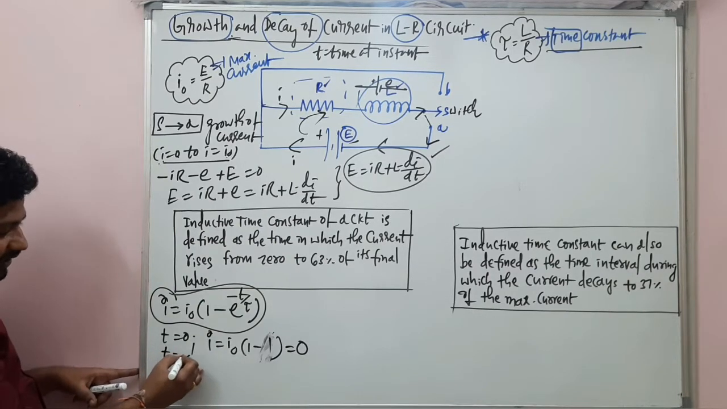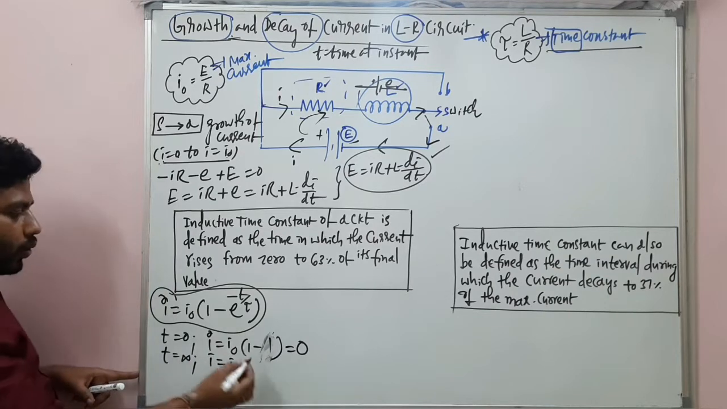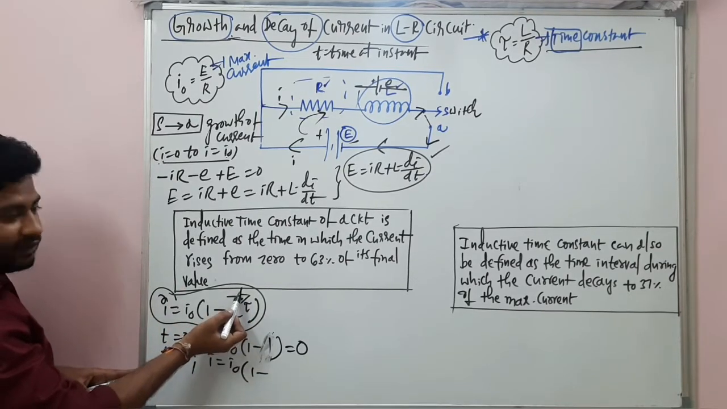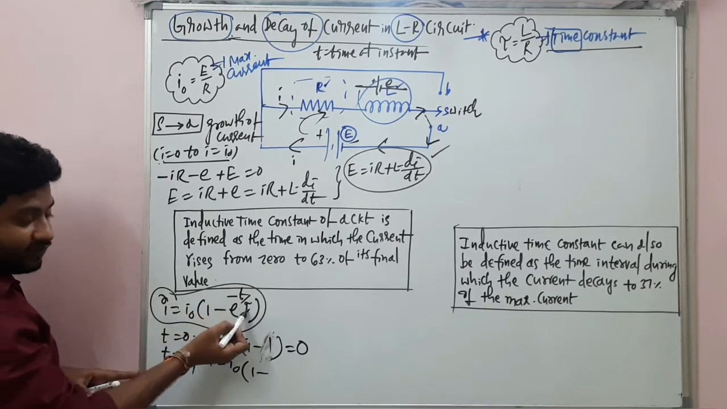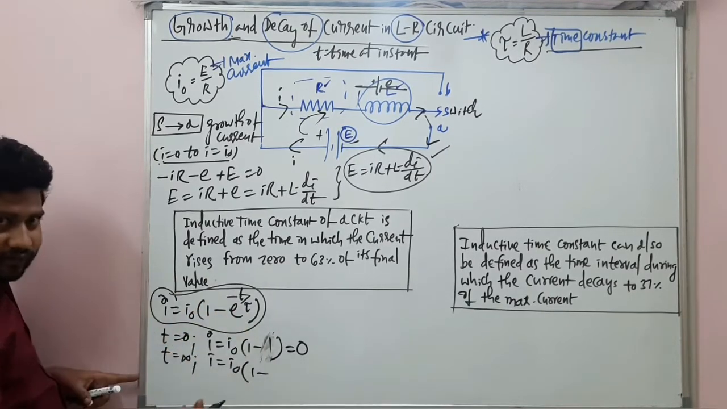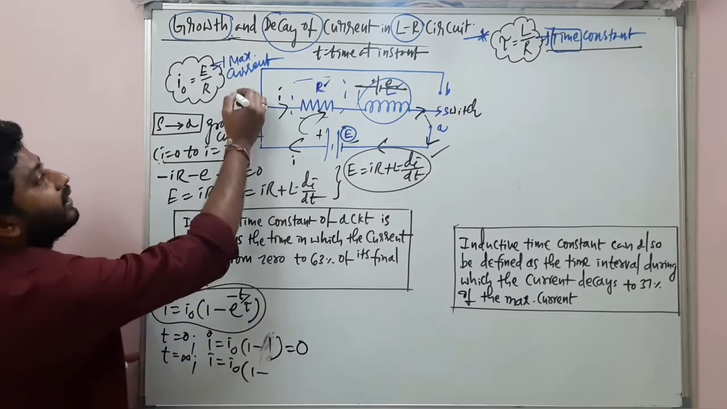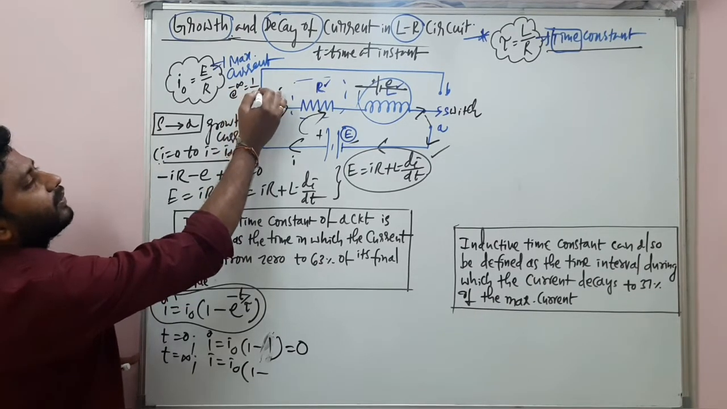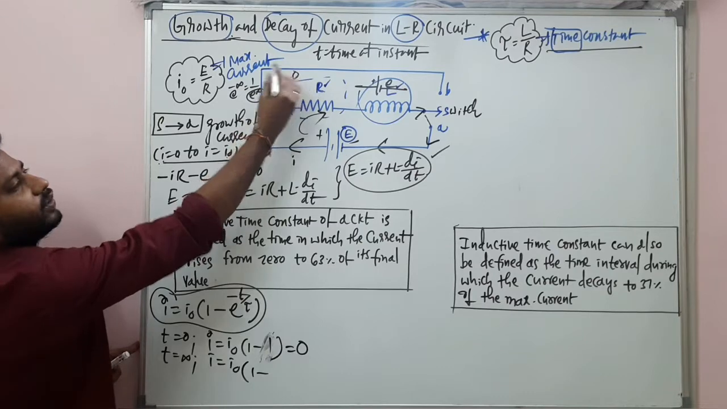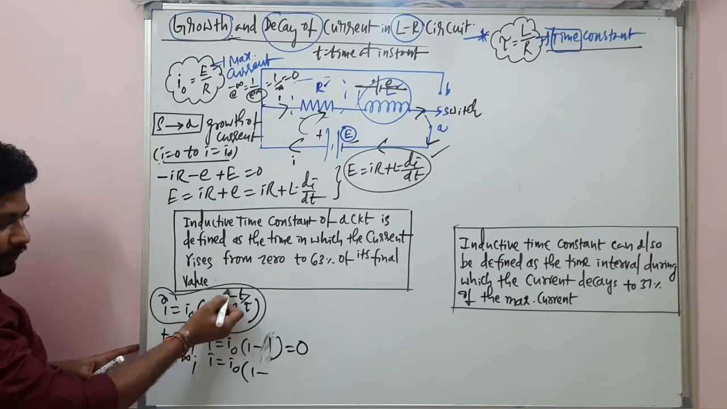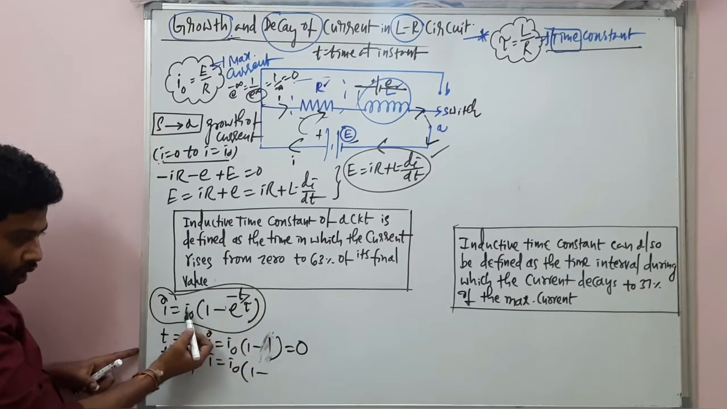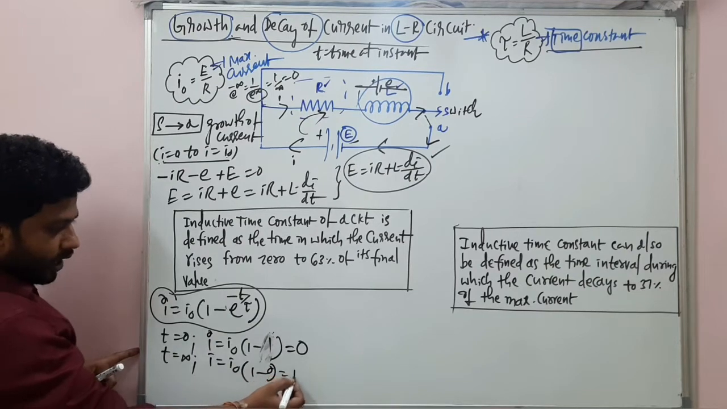So now when time is infinite, I is equal to I naught into 1 minus, carefully see, it is e to the power minus infinity. Understand? When t is infinity, infinity by something is infinity. E to the power minus infinite, I can write as 1 by e to the power infinite. E to the power infinite is infinite. 1 by infinite is 0. Okay, clear? So 1 minus 0 is 1, and I naught into 1 minus 0 is I naught.